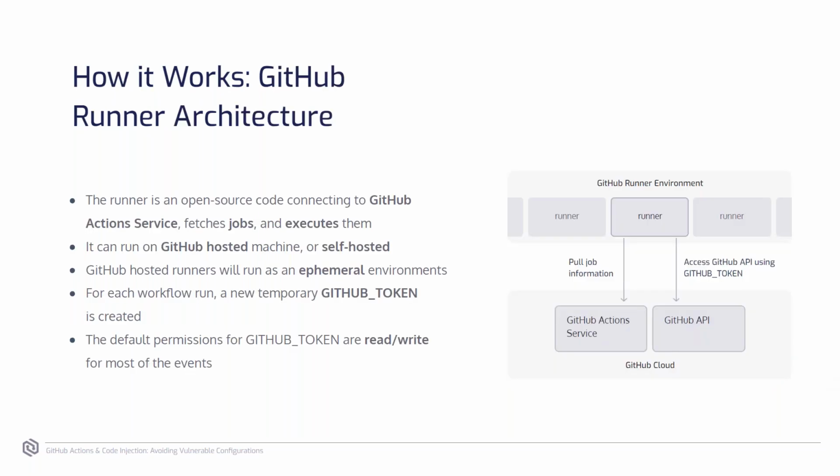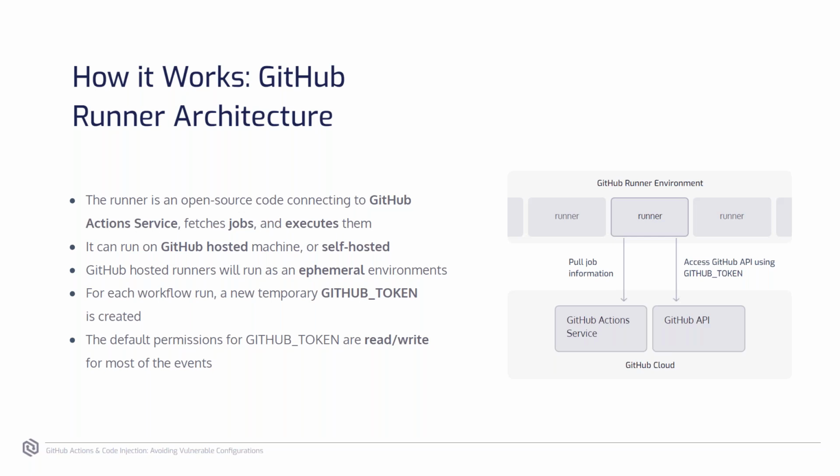To understand the vulnerabilities, we first need to understand some core mechanics of GitHub Actions. The entity that runs the job is called the GitHub Runner. This runner is open source code that fetches the job from the GitHub Actions service and executes it. This runner could run either on a GitHub hosted machine, which is the more popular solution for most GitHub Actions, or it could also run on a self-hosted machine.